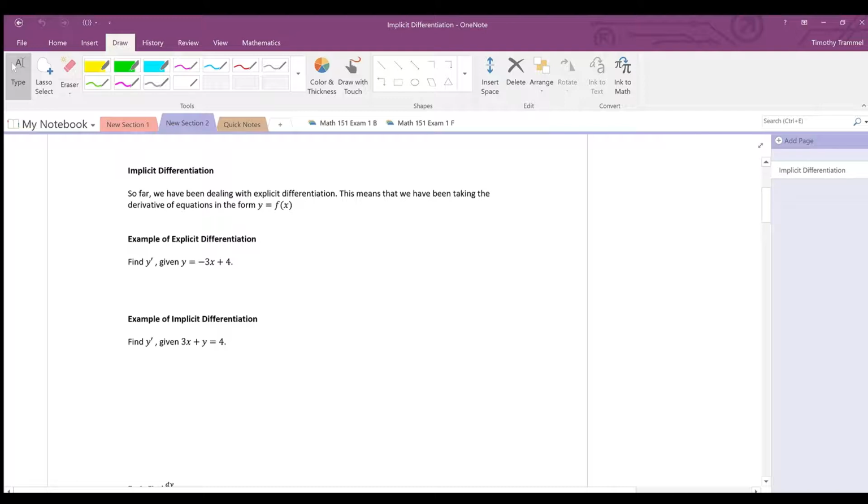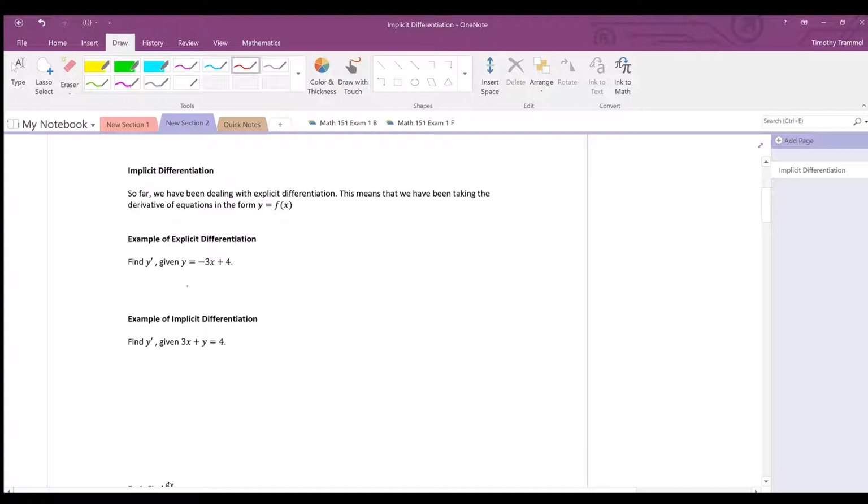Today we're going to cover implicit differentiation, and all this really is a way for us to find the derivative without solving for y. Okay, and so I have a really basic example here to give us an idea of how this might work. We're going to start off with the equation y equals minus 3x plus 4, and I just want us to take the derivative.